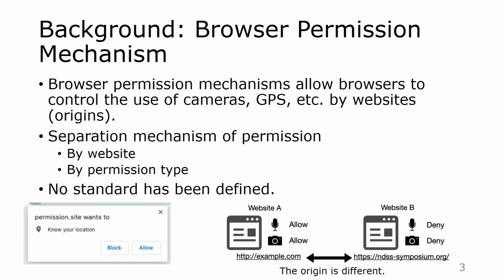Next, I will provide some background. Browser permission mechanisms allow a browser to control the use of camera, GPS, and other similar resources by websites. The permission mechanism is managed separately for each website and each permission type. Each browser vendor implements the permission mechanism according to its own policy because there is no standard for it.